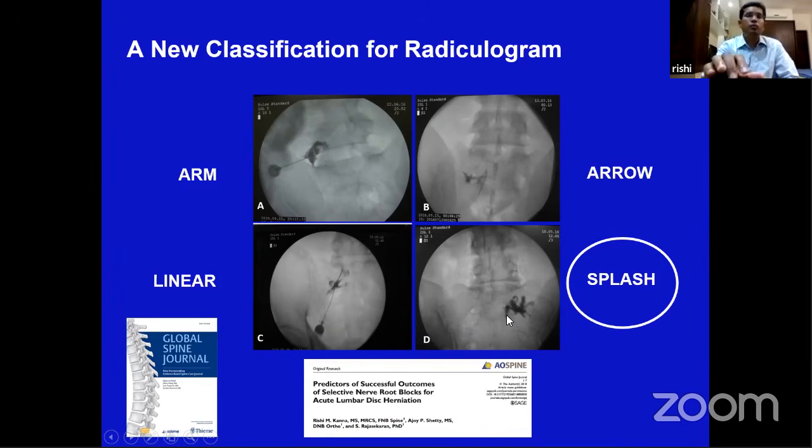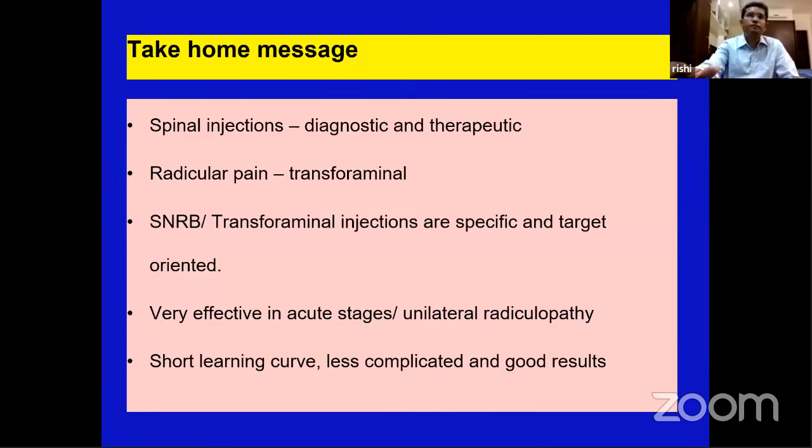And the fourth group, despite having a proper placement of the needle and the reproduction of pain, had a splash pattern. The drug, instead of going proximally and distally along the nerve root, had a splash pattern in the C-arm picture. We found those patients with the splash pattern had poor outcomes compared to the other 3 types of radiculogram. So we have discussed a very important technique called a selective nerve root block.